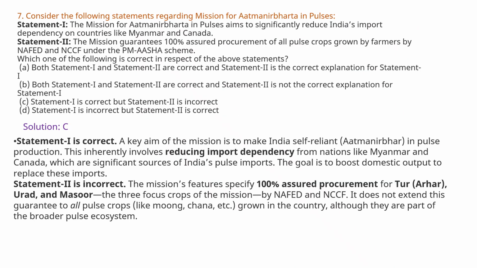So the correct answer for this question is option C, that is statement 1 is correct and statement 2 is incorrect. That is, the mission guarantees 100% assured procurement only for tur dal, that is arhar, urad and masoor. And this scheme is for reducing import dependency from nations like Myanmar and Canada.